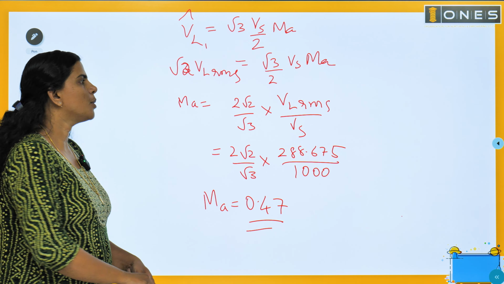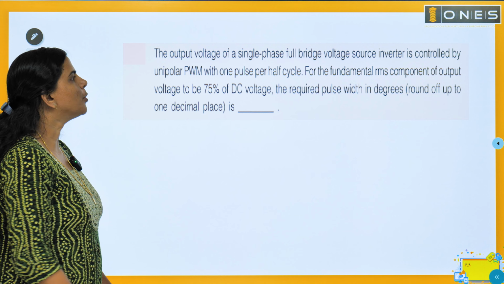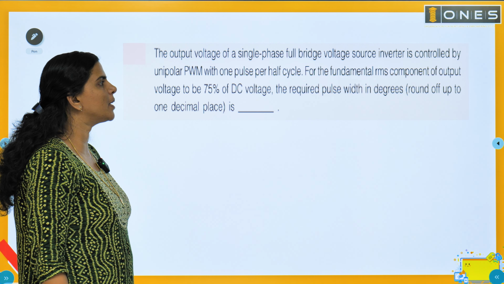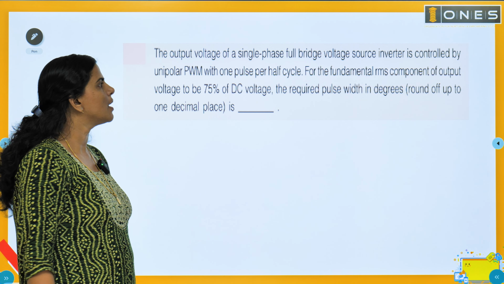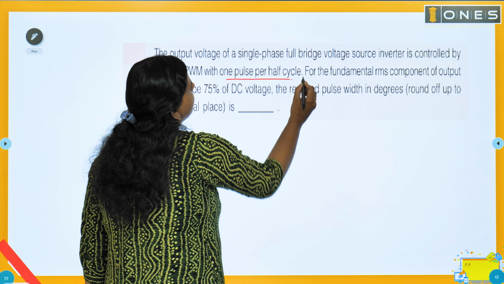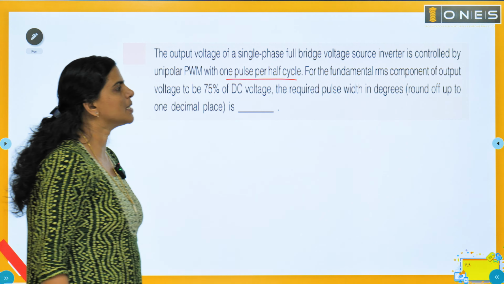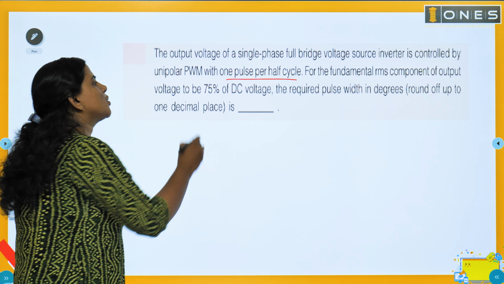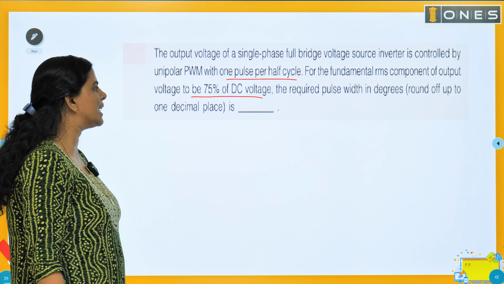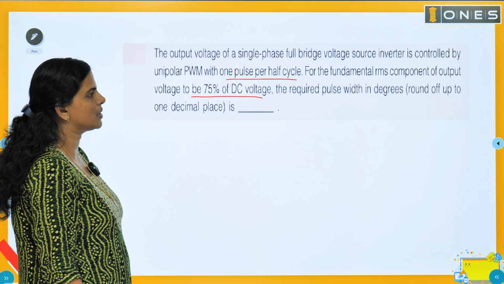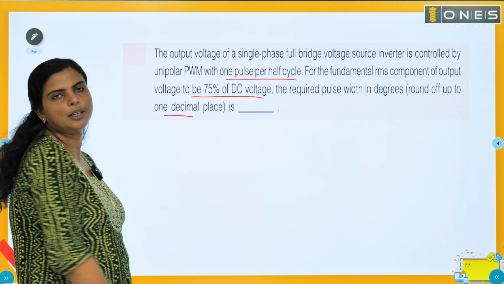Okay, so moving to the next question. The output voltage of a single phase full bridge voltage source inverter is controlled by unipolar PWM, 1 pulse per half cycle. For the fundamental RMS component of the output voltage to be 75% of the DC voltage, the required pulse width in degrees is, round off to 1 decimal place. Okay, round off up to 1 decimal place എന്നാണ് പറഞ്ഞിരിക്കുന്നത്.